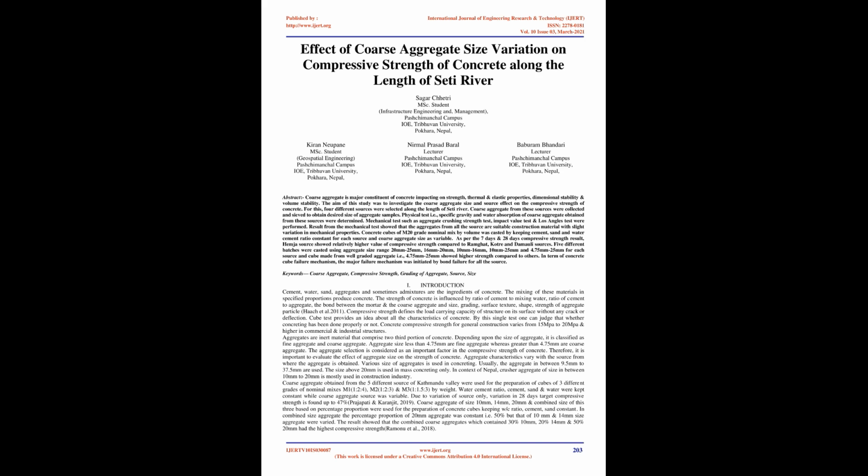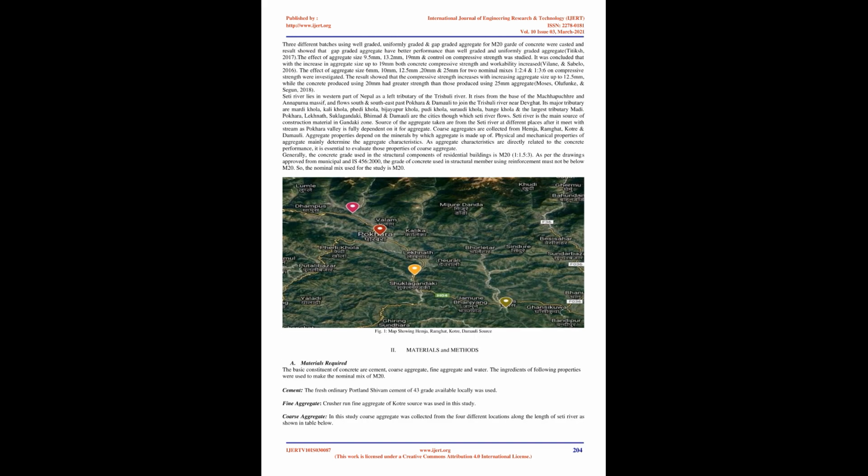By this single test one can judge whether concreting has been done properly or not. Concrete compressive strength for general construction varies from 15 MPa to 20 MPa and higher in commercial and industrial structures. Aggregates are inert material that comprises 2/3 portion of concrete. Depending upon the size of aggregate, it is classified as fine aggregate and coarse aggregate.